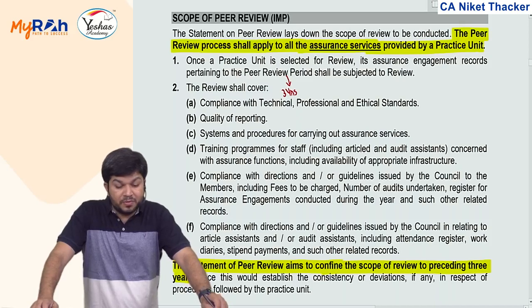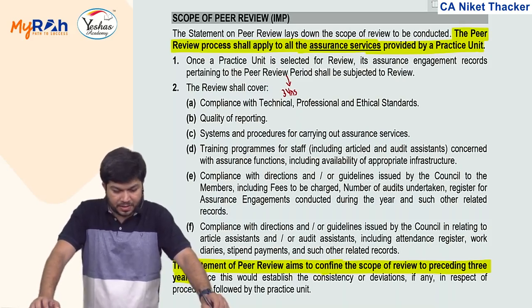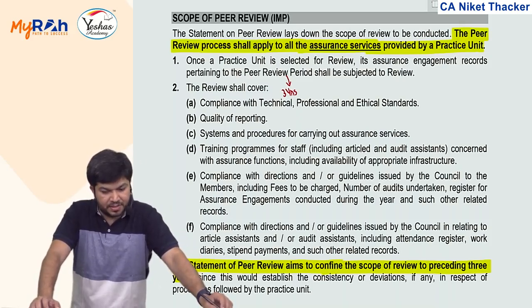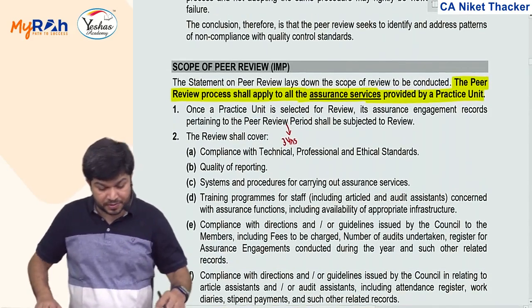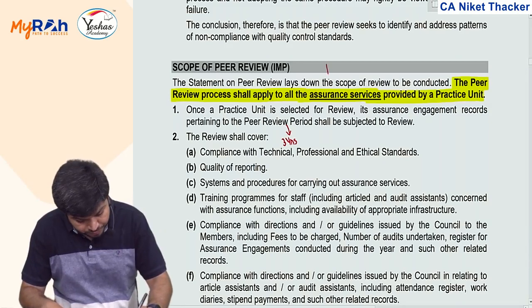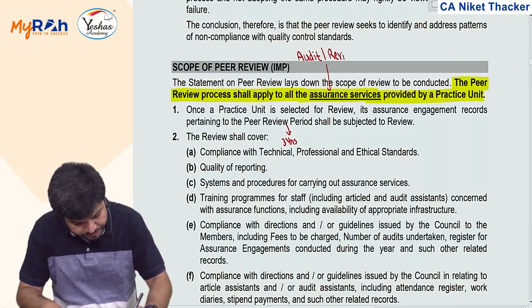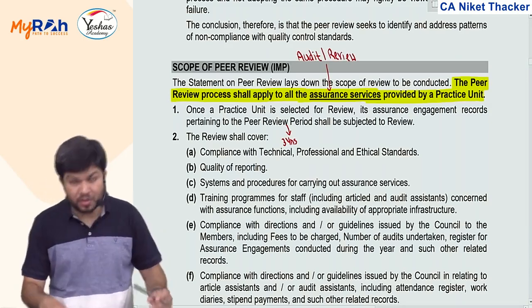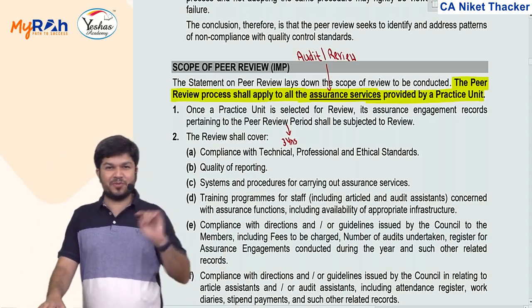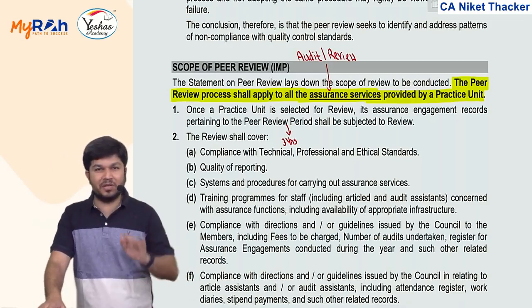So once the PU is selected, its assurance engagement record, only the assurance services, audit, review, they are assurance services. An audit will cover all types: statutory audit, tax audit, GST audit, everything.